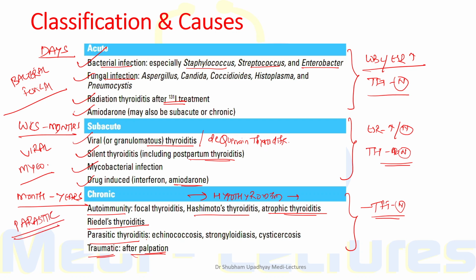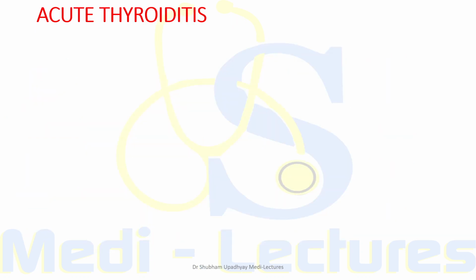Also an important point: if the particular type of thyroiditis is not specified, it will mean viral subacute thyroiditis, which is de Quervain's thyroiditis, as it is the most common type of thyroiditis. So if it is not specified, thyroiditis will mean subacute viral thyroiditis. Now we will discuss individually, first acute thyroiditis, then subacute thyroiditis, finally chronic thyroiditis.